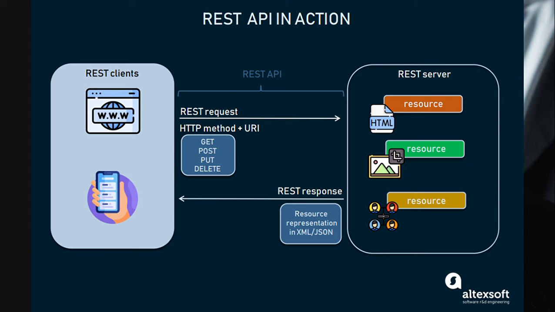So REST in action works like this: whether you have a mobile app or a web browser, you call the API using HTTP methods such as GET, POST, PUT or DELETE, and the REST server responds in the form of XML or JSON, whatever format your application has defined.